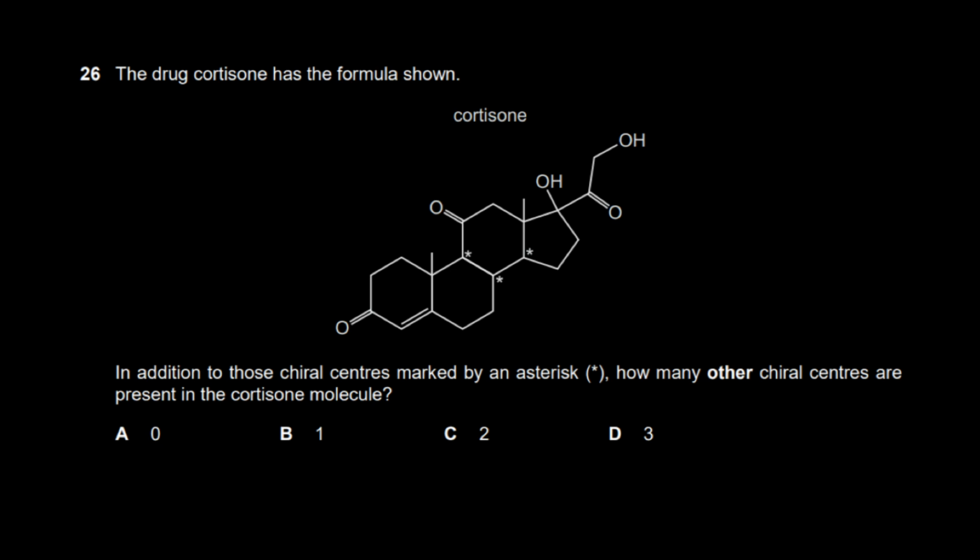Next, the drug cortisone has the formula shown. In addition to those chiral centers marked by asterisks, how many other chiral centers are present in cortisone? How many other chiral centers are present? You have 1, 2, 3. Let's look at the junctions. Look at this junction right here. This junction has a CH3. It's bonded to this entire group, that entire group, that entire group. So this is a chiral carbon.